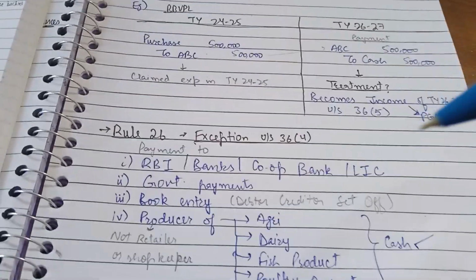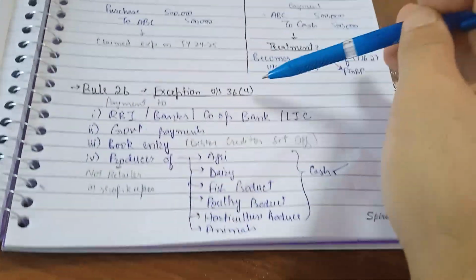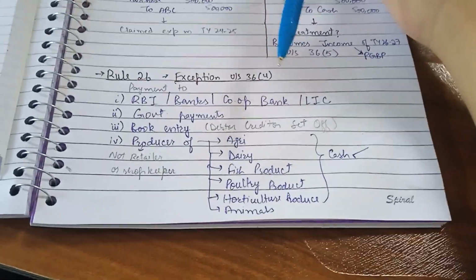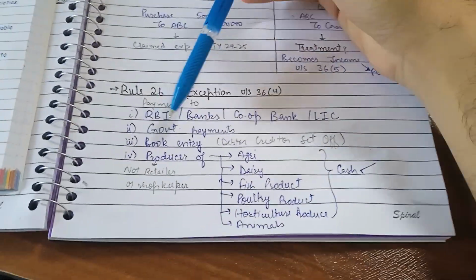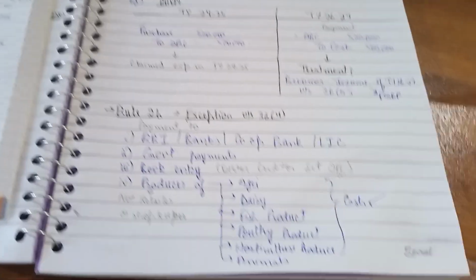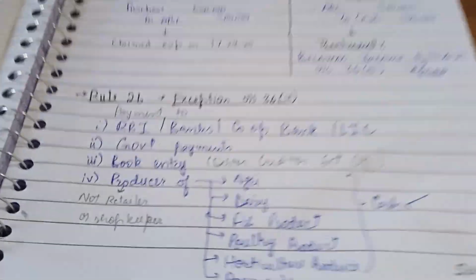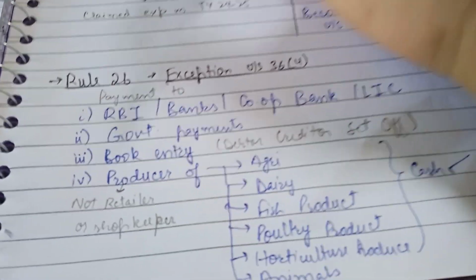Then there are certain exceptions to this section 36(4). This includes the payments made to any institution like RBI, banks, cooperative bank, or LIC. This also includes government payments, which means there are some conditions where the government mandates us to make payment in cash. Then in that case, it will be allowed as expenditure.